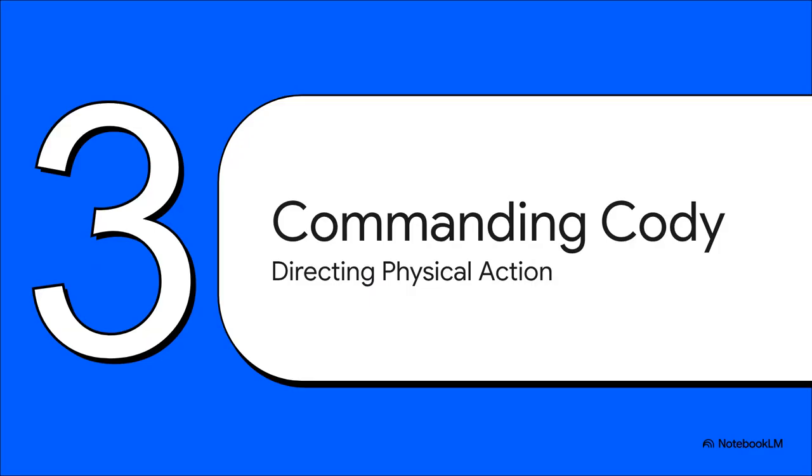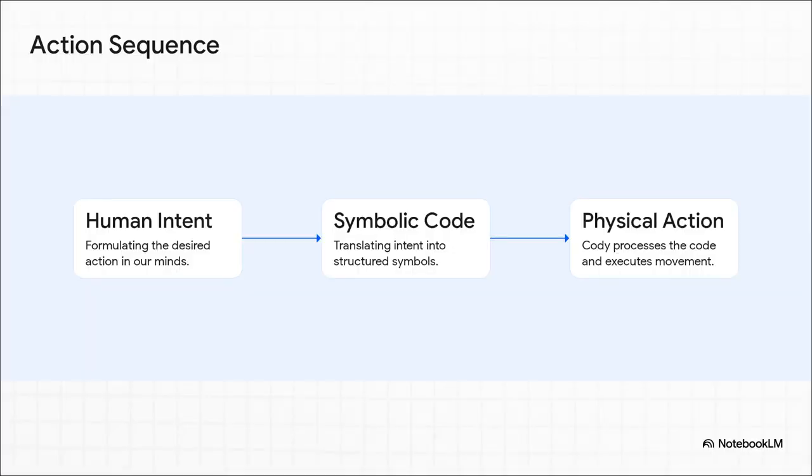Section 3. Commanding Cody the Robot. Taking all of this abstract language theory and bringing it into physical reality, that is where you see the true power of this new alphabet. It's a 3-step process. It always starts with human intent. Say you want Cody the Robot to wave his arm or roll across the floor. You then translate that human intent into symbolic instruction using your new digital ABCs. Basically, you write the code. And finally, step 3, Cody processes those structured symbols and performs the physical action.